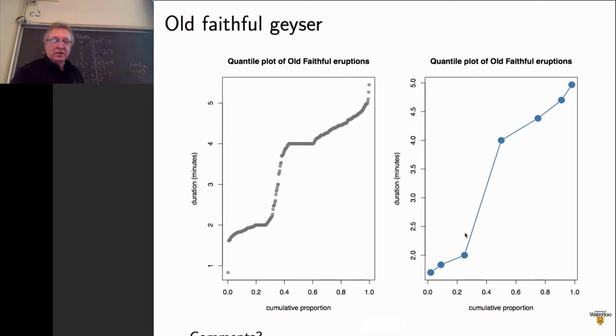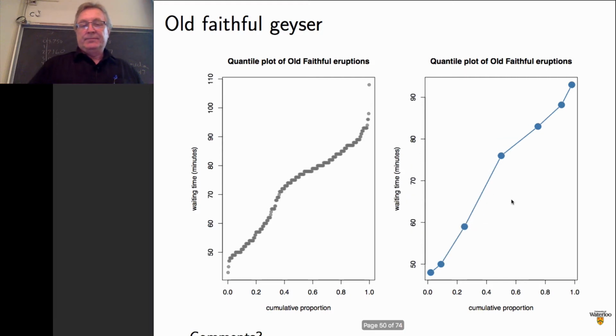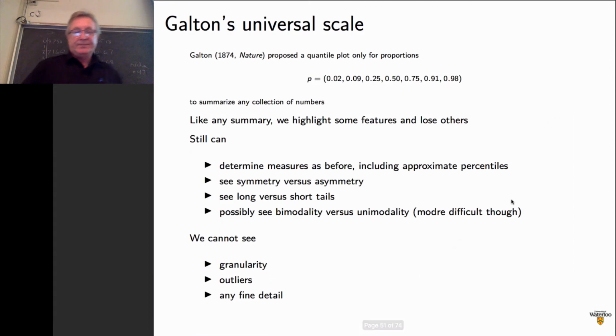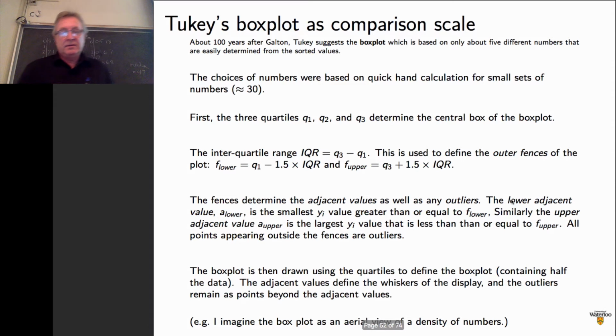In Old Faithful, you see that something odd is happening here, that there's a pile up down here and a pile up down there. You can still see evidence of the bimodality. Okay? So I think I've talked about all of that.